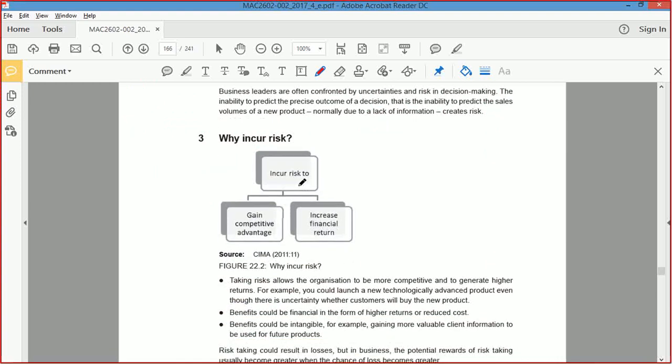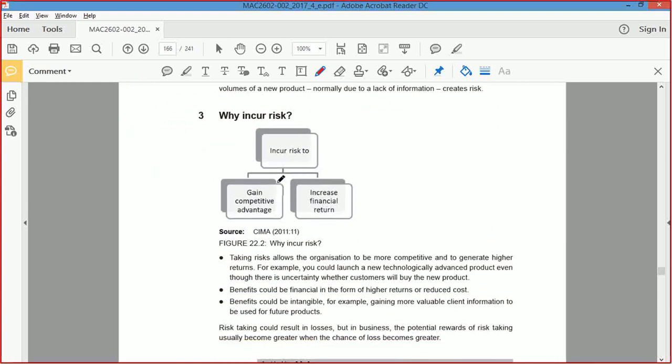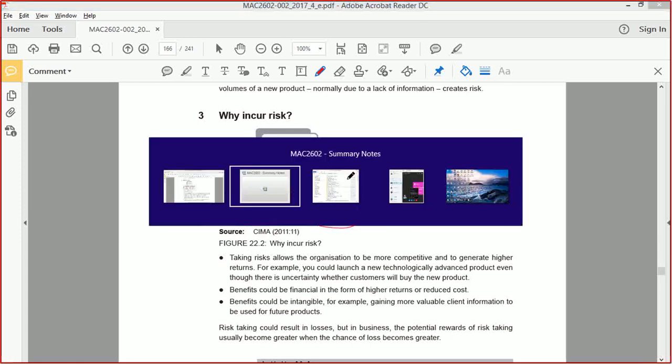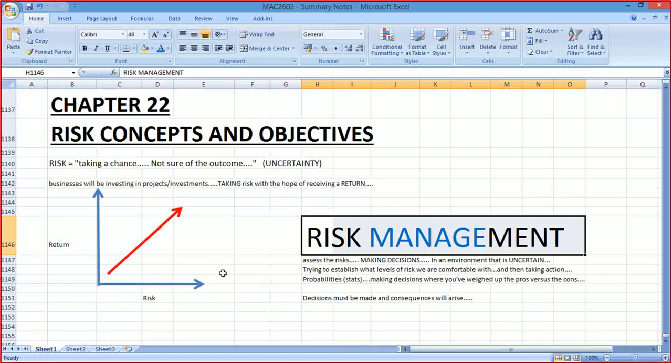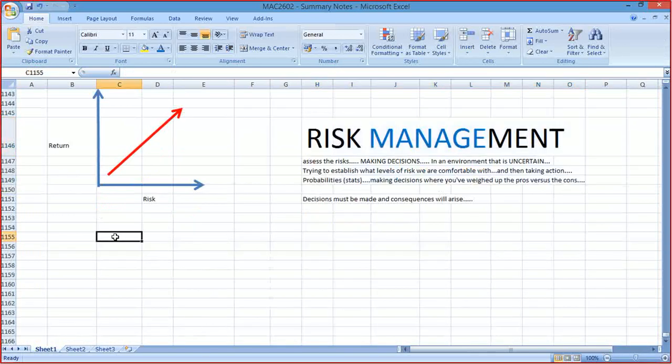Okay, so why incur risks? Well, there's the diagram. Gaining competitive advantage, increasing financial return. Okay, so is a business going to grow if the business doesn't take risk? No, it won't, sir. No, definitely not. So risk provides opportunity. Okay, so risk itself is opportunity.